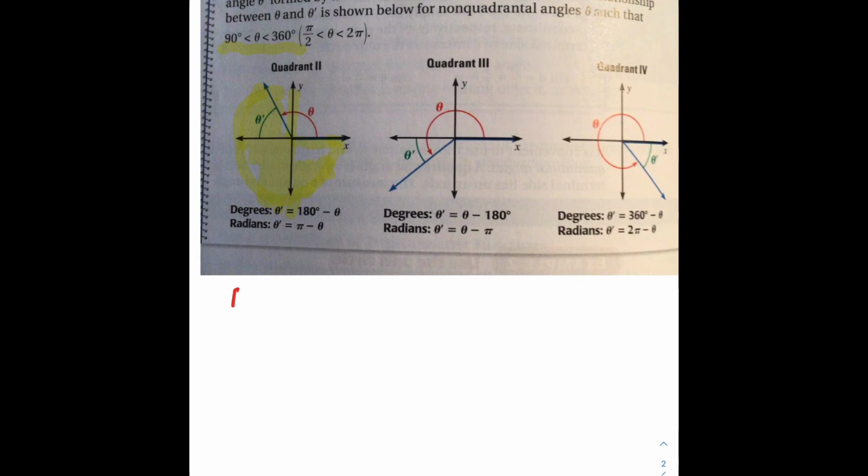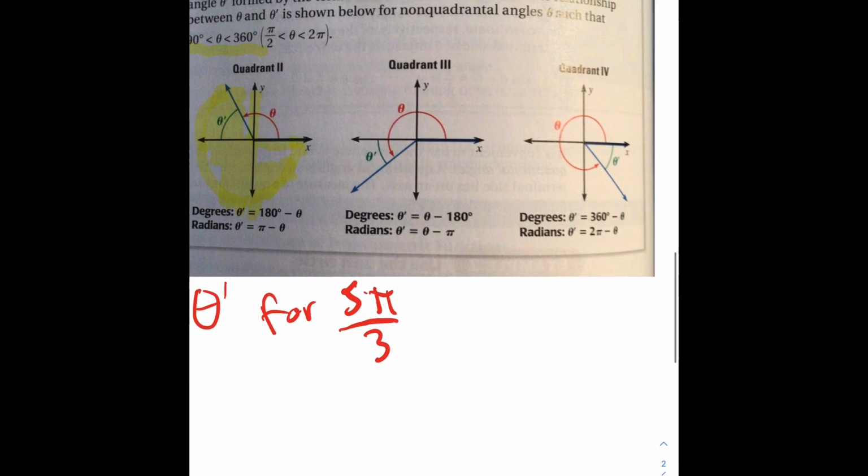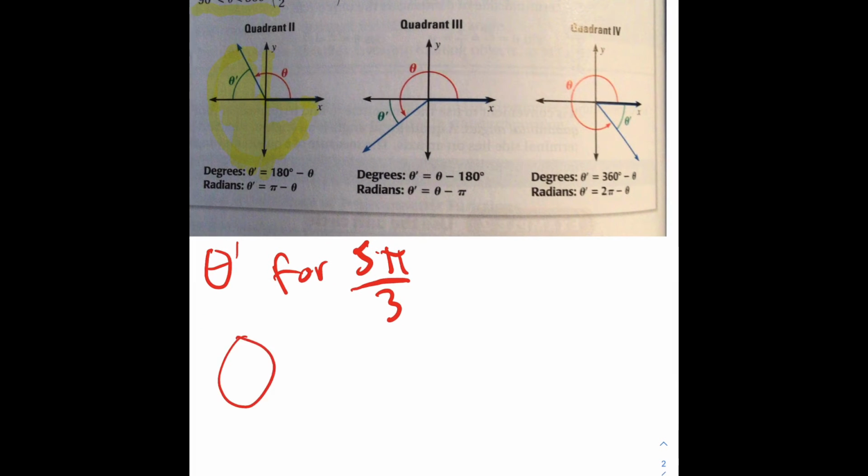So if I have this question, find the reference angle for, let's say, 5 pi over 3. The terminal side of theta of 5 pi over 3 lies in quadrant 4. So again, real quick, if I'm thinking about my unit circle, this is pi over 2, this is pi, this is 3 pi over 2, and this is 2 pi. I know that 5 pi over 3 is somewhere in quadrant 4.